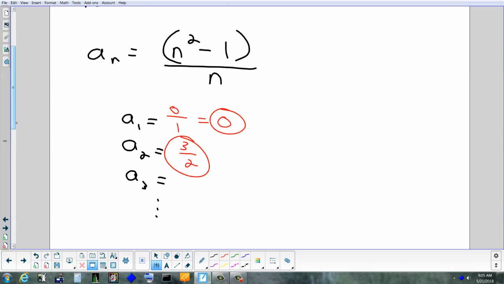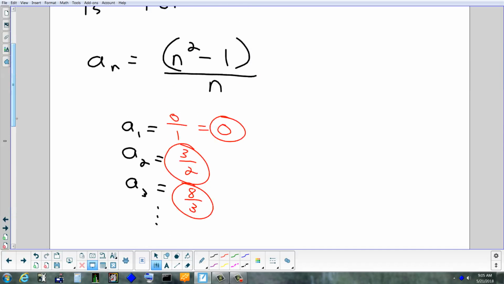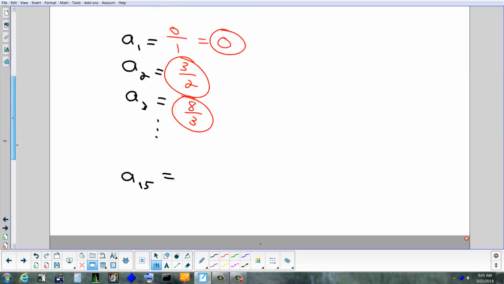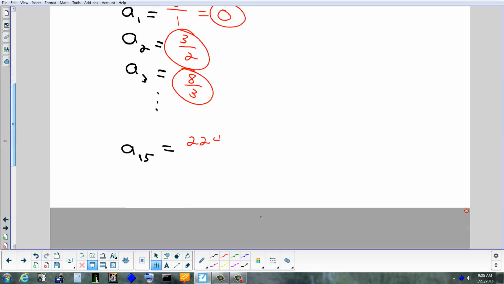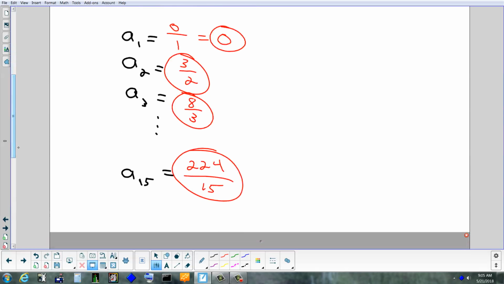8. And the denominator? 3. So we get 8/3. And if we go all the way to the 15th term, what do I get in the numerator if I plug in 15 for n? Yep, 224 over 15.